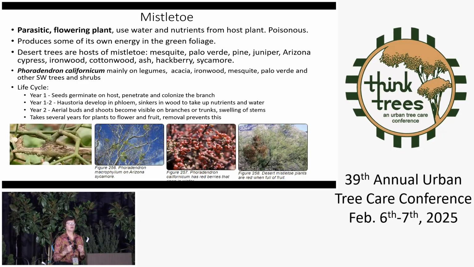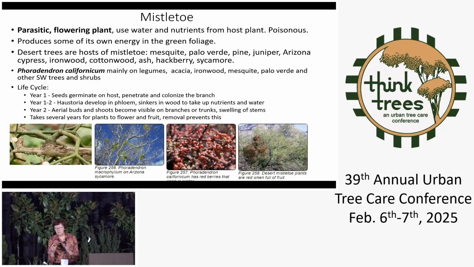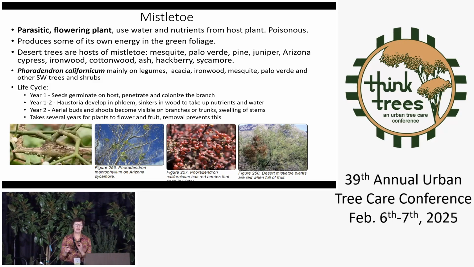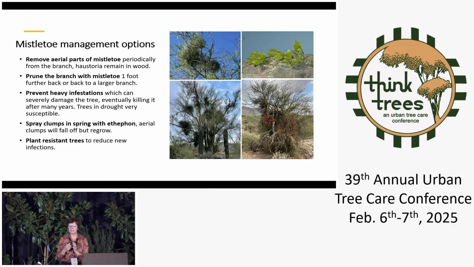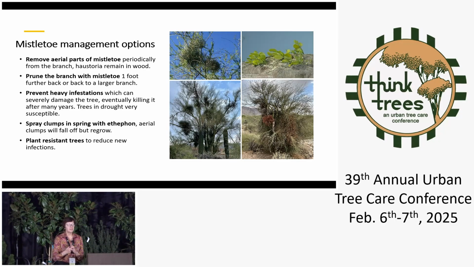Sometimes if they stay on for a long time, they can produce a thickening that can look almost like a gall. It takes several years for those plants to flower. Nothing happens extremely quickly. So your options for mistletoe management are to remove the aerial parts as soon as possible. This is usually easy when you're doing it from the ground on something you can reach. It gets harder up above.